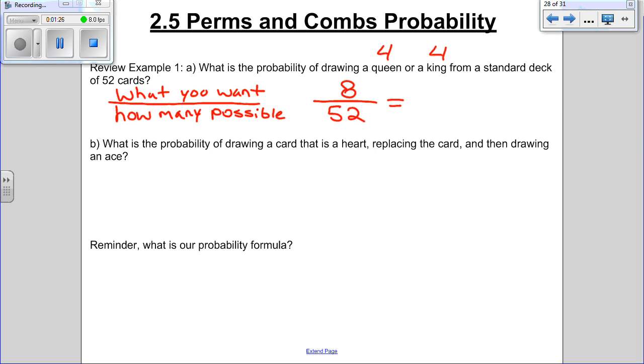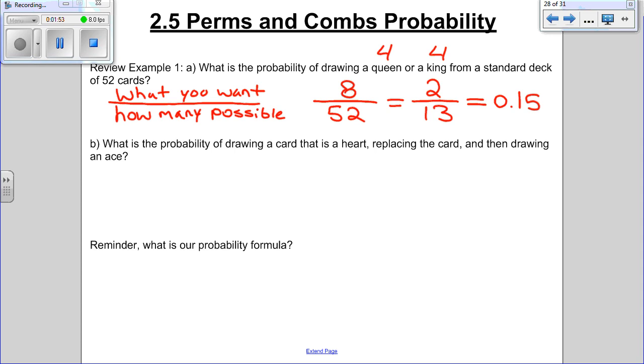Just for layman's sake, we want that in lowest terms as a fraction. So I think it would be 2 out of 13. You can put it in your calculator. What was it, percent is 15%. Okay, so that's 3 different ways to write the same answer. But the review here is probability is what you want divided by what you could get.